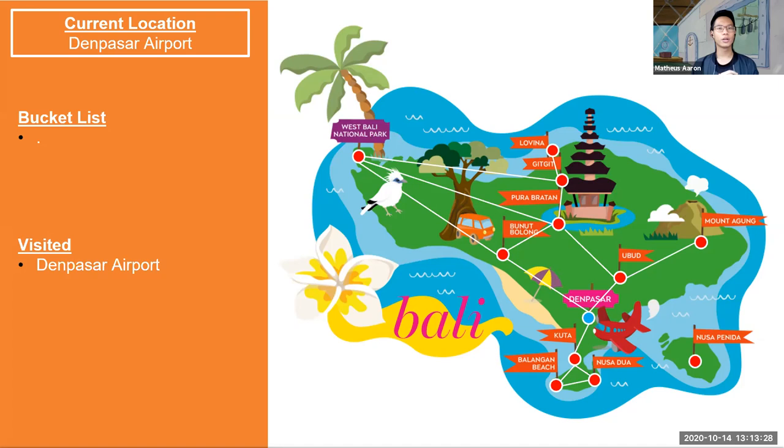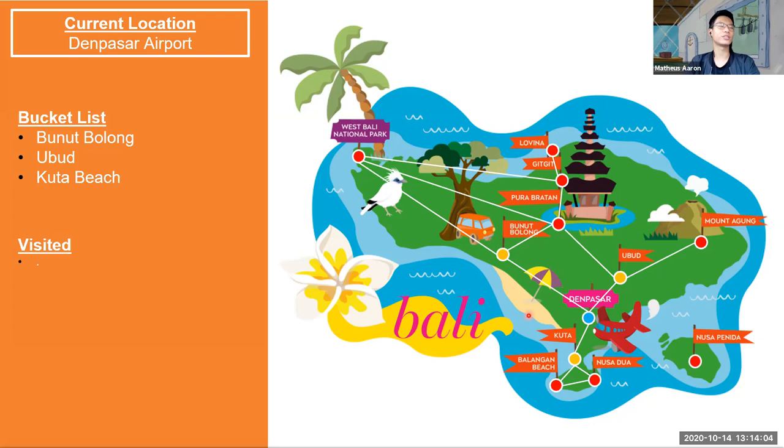But from Denpasar Airport, what I am able to see is the things that are around me. From Denpasar Airport, I am connected with Bunut Bolong, Ubud, and Kuta. These are the so-called neighbors. I'm connected with these three places, so I'm going to add them to my bucket list to visit.